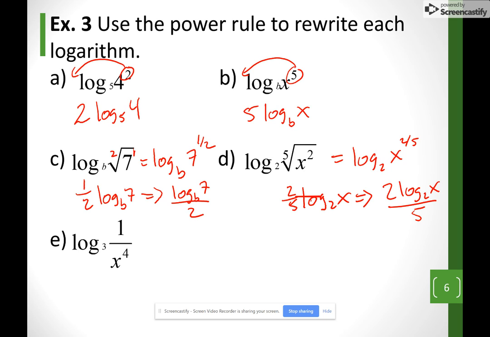Now in example E, I see that I have x to the fourth at the bottom. Let me rewrite this to begin with as log base 3 of x to the negative 4. So I'm going to finish this as negative 4 log base 3 of x. I brought the exponent to the front.